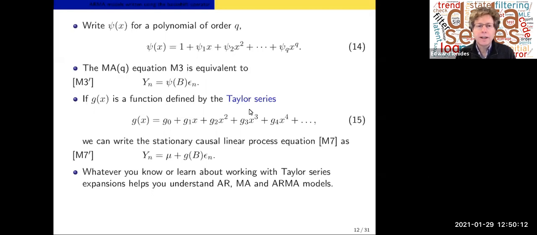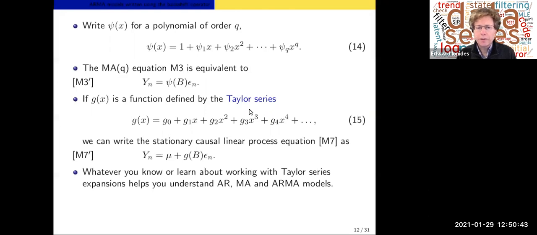So now we're going to have psi of x being a polynomial of order q, which is going to have this form: 1 plus psi_1 x plus psi_2 x squared up to psi_q x to the q. And this time we don't have the minus signs that we needed for the autoregressive polynomial, because then we can write the MA(q) equation M3 just as y_n is psi of B epsilon_n.